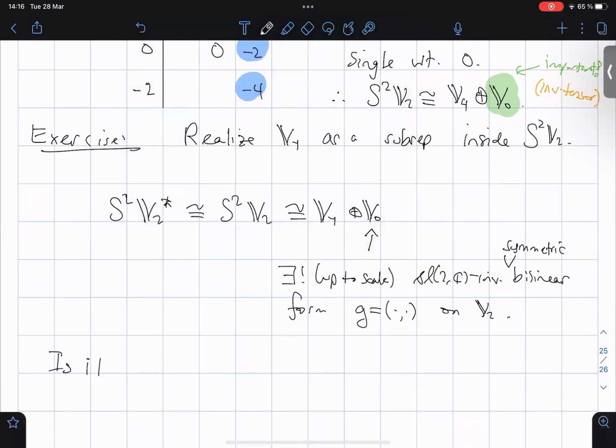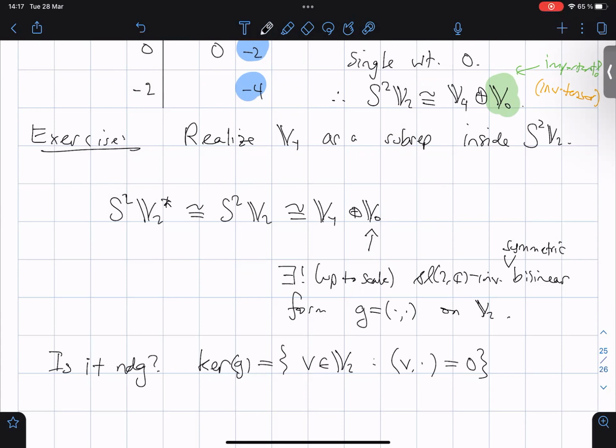Is it non-degenerate? Well, you look at the kernel of this bilinear form. How is the kernel of the bilinear form defined? It's those vectors that when you insert into the first slot of your bilinear form, then that is 0. Okay, so this kernel, you check, it's an SL2 invariant subspace.